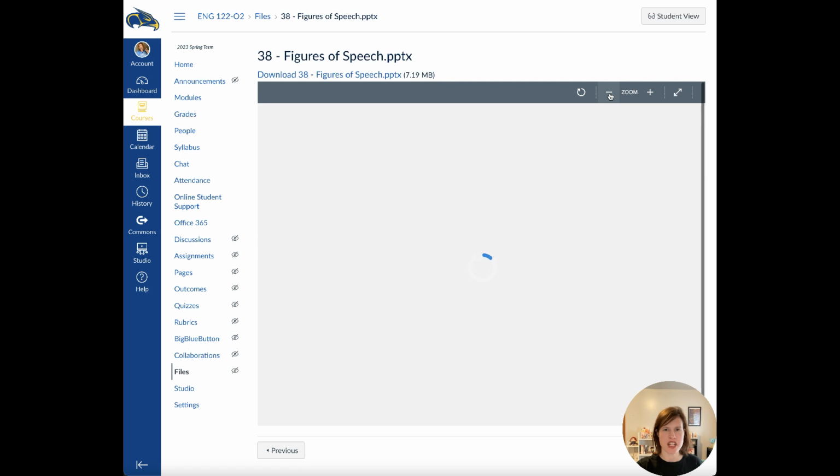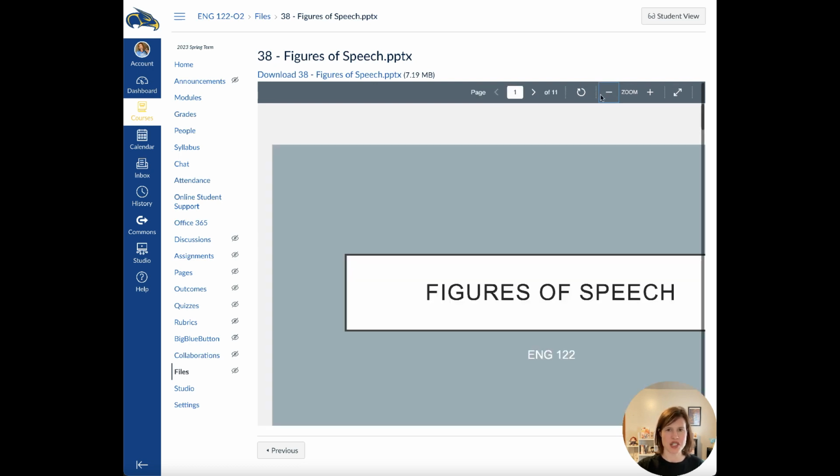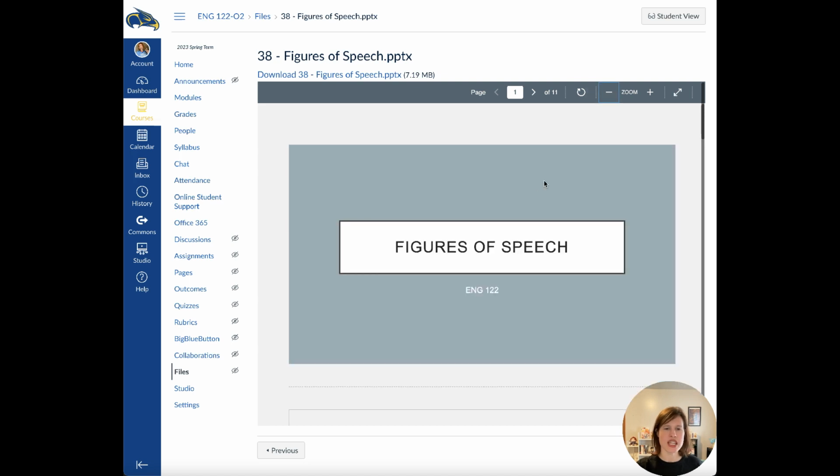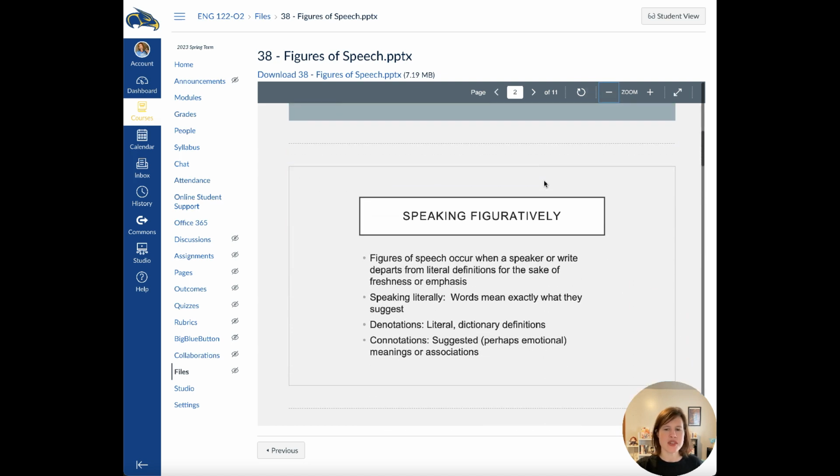So with figures of speech, and I'm going to zoom out here a little bit, show you guys when it decides that it wants to load up. With figures of speech, when somebody says figuratively speaking, they're not being literal. They're being kind of metaphorical, right? They occur when a writer or a speaker departs from the literal definitions to emphasize something that's kind of more symbolic, perhaps. So when you speak literally, it means exactly what you suggest, right?